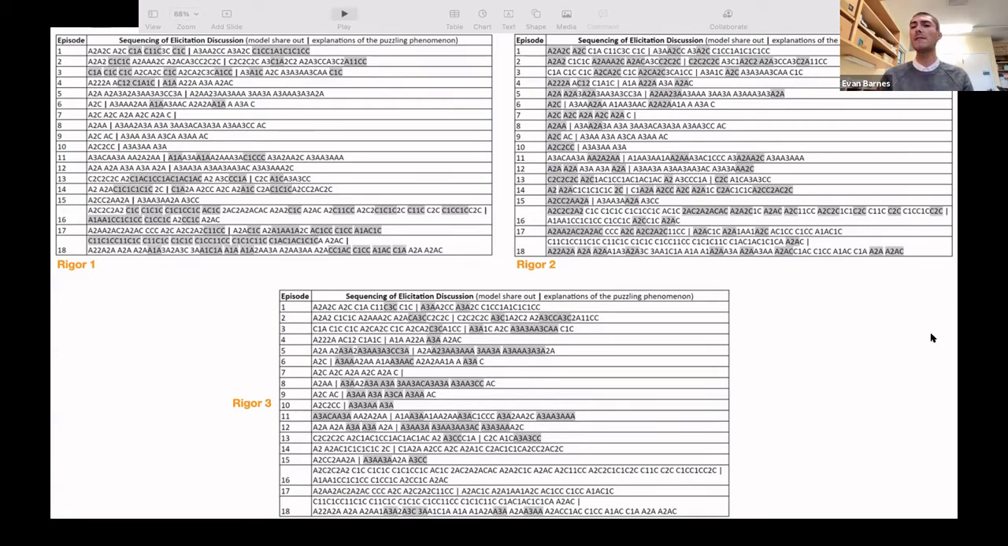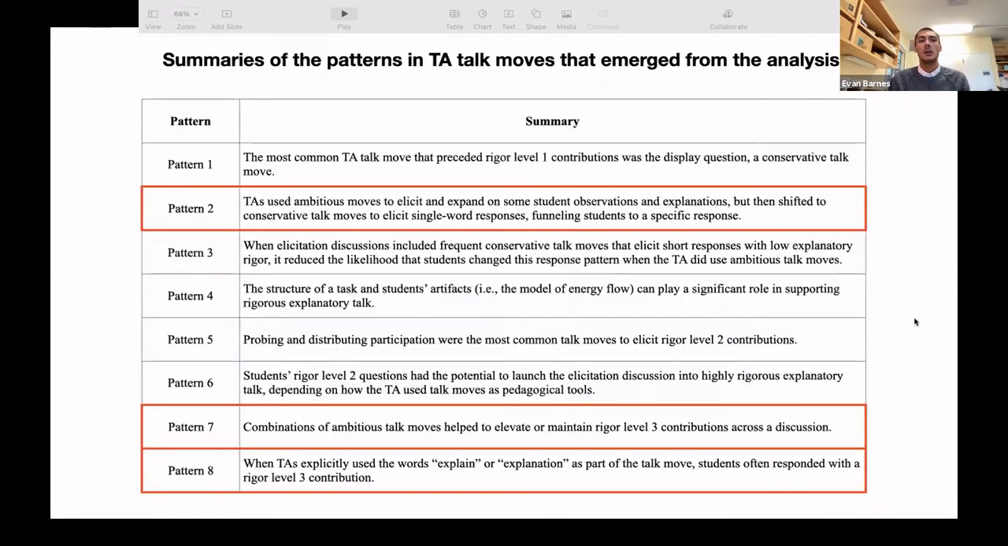So this helped us find a couple of key patterns that I want to talk about today. We found 8 patterns, and we don't have time to go through all of these, but I really want to highlight a couple. We're going to talk about pattern 2, pattern 7, and pattern 8. We're going to combine pattern 7 and 8. But let's first look at pattern 2.